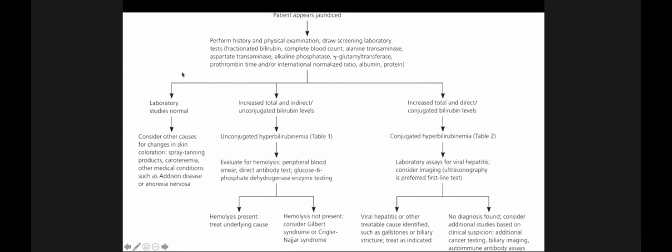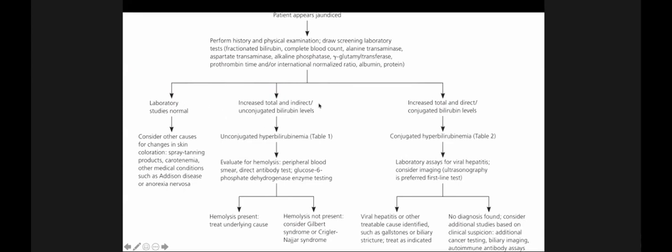Now, if everything comes back normal, including your bilirubin, that means this particular appearance, which we thought was jaundice, is not due to hyperbilirubinemia. So it's something else. Could it be skin color, spray tanning products, carotenemia, and these other conditions, right? That's not the topic for today, but that's what to consider if the lab investigations are normal.